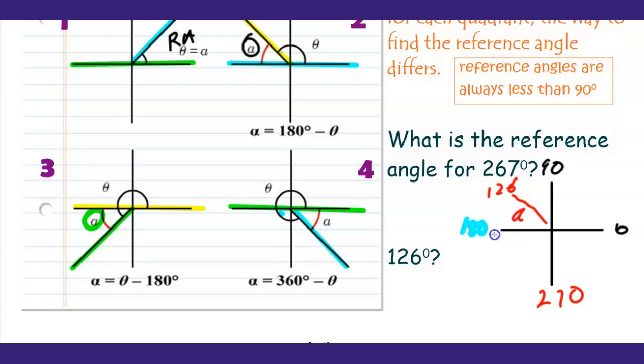Okay. So I need to find the angle measure between 180 and 126. So I just take the larger number, 180 minus 126. When I do that, I get 54 degrees. So that's the reference angle for 126. We just did the reference angle for 127. Sorry about that.